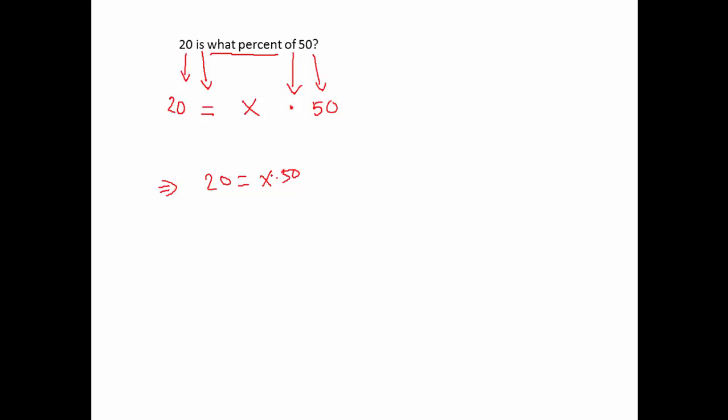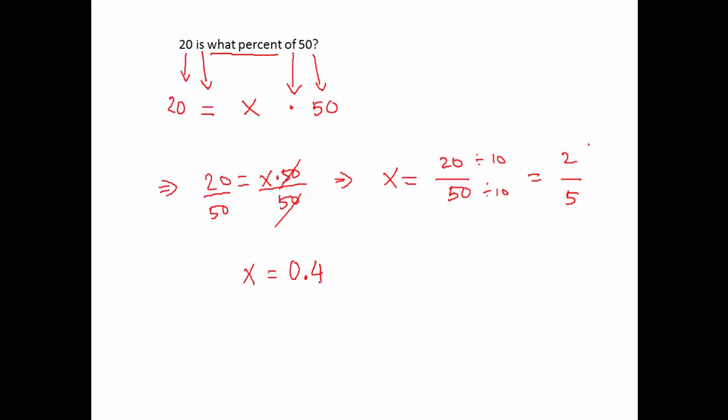You want to solve for x here. We have multiplication here, so divide by 50 on both sides. You can get rid of 50 here in order to get the x. So you have x equals 20 over 50. Now you can divide by 10 on both top and bottom. 20 divided by 10 gives you 2, and 50 divided by 10 gives you 5. So this is 2 over 5, right? But they want the percent, so you have to convert this to the decimal. So 2 over 5 is the same thing as 0.4 in decimal format.